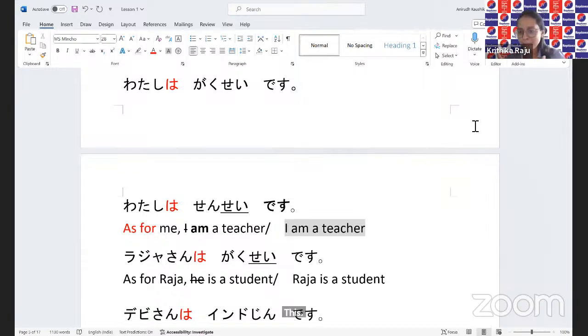Also, another thing I'm sure you all know, when you talk about your own names, you won't use the suffix san. It's always respect for the other person, not for oneself. So your names, it's just your name. No san with your name.